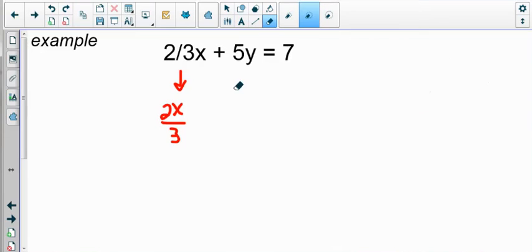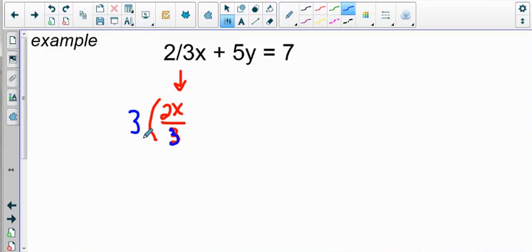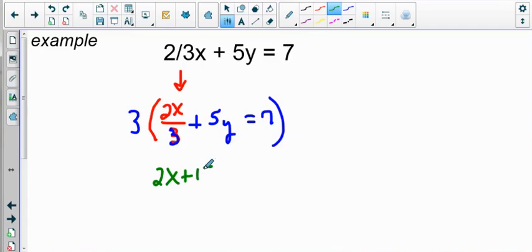Okay, now I want to get rid of a fraction. How do you get rid of a fraction? Well, you've done this a million times. All you have to do is multiply by the denominator. Those are going to cancel, because 3 times 2x is 6x, and 6x divided by 3 is 2x. But if I multiply one term by 3, I have to multiply all the terms by 3. And here's what I get. 6x over 3 is 2x, either way you want to look at it. 3 times 5y is 15y, and 3 times 7 is 21.